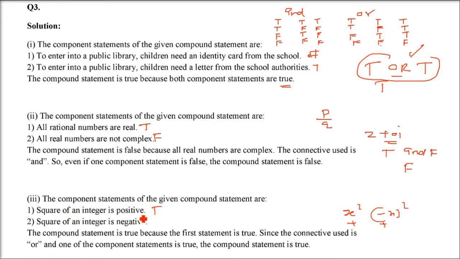You have to be very clear that these are combined using or. If you take the square of any negative integer, the square of an integer is negative. This is false. You take any number, minus 3 whole squared or 3 whole squared, it will always be 9 only. So now just take this true and false, and the connective is or. T and F with or, let us see the table, is going to give you true. So the answer will be true here.